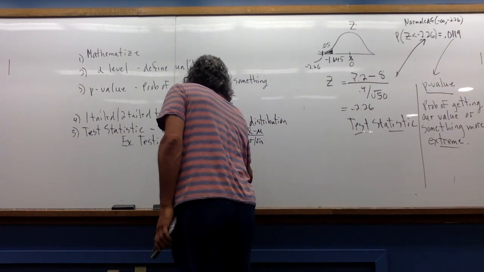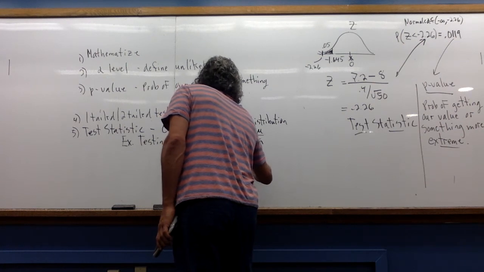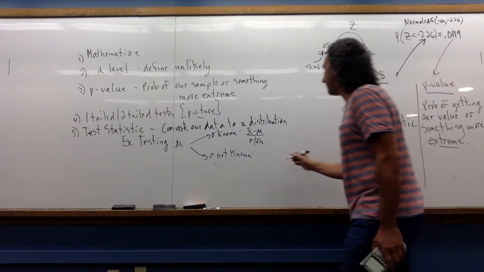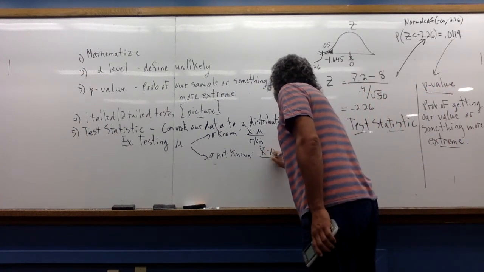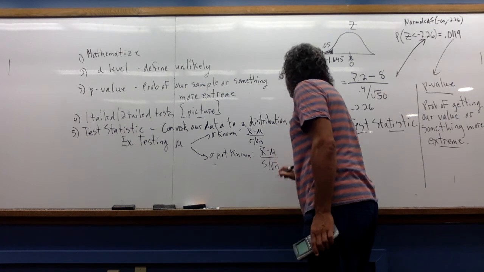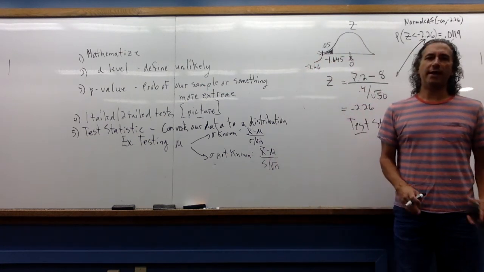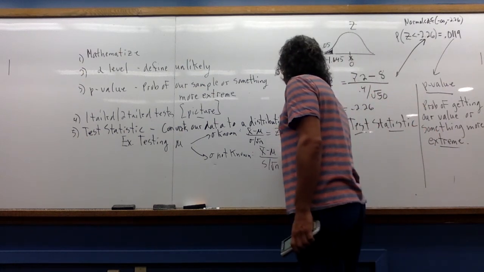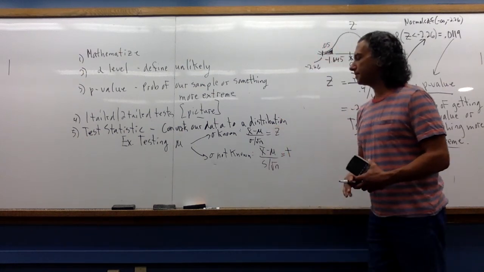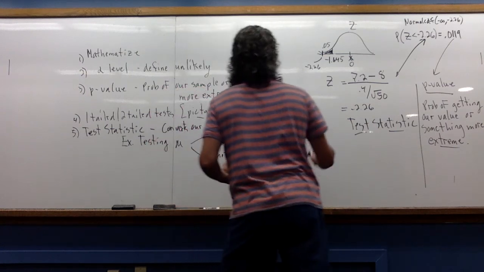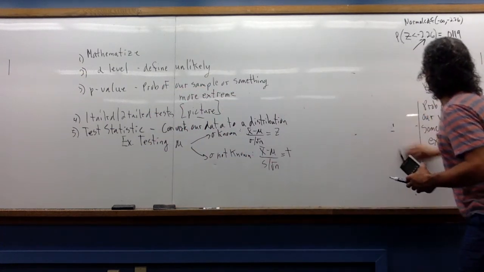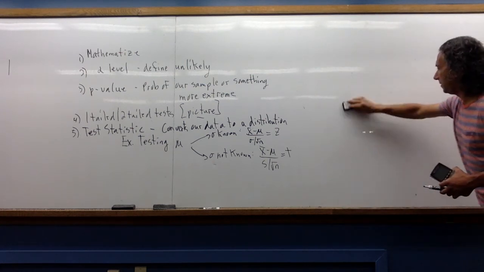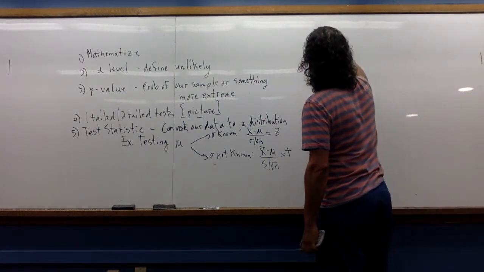If sigma is not known, it's the same exact process. The only difference is now my test statistic is going to be x bar minus mu over s over root n. I'm going to use a t distribution. So this one's a z, this one's a t. Finally, we came to a conclusion.